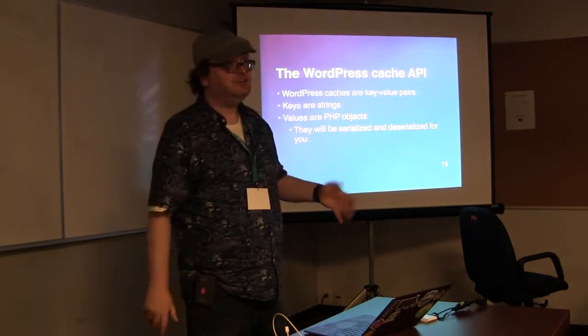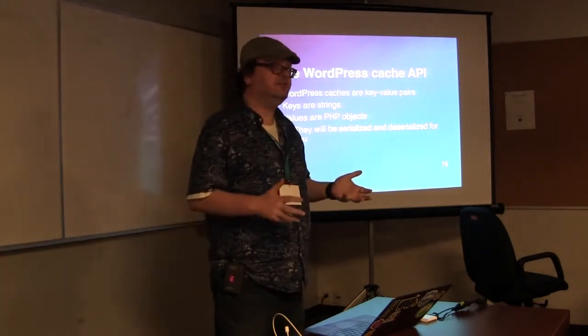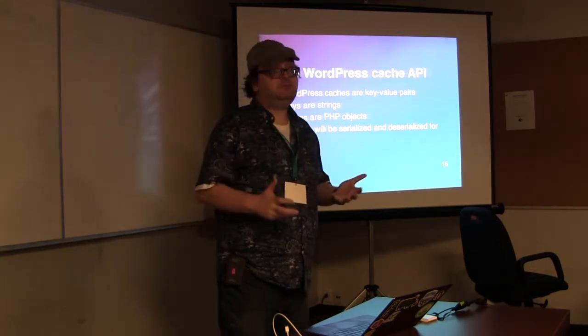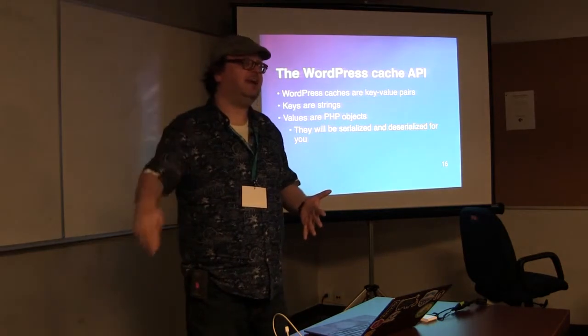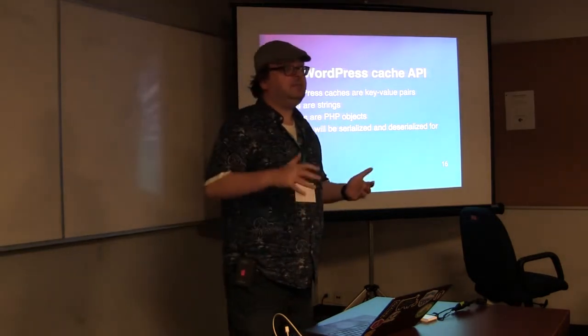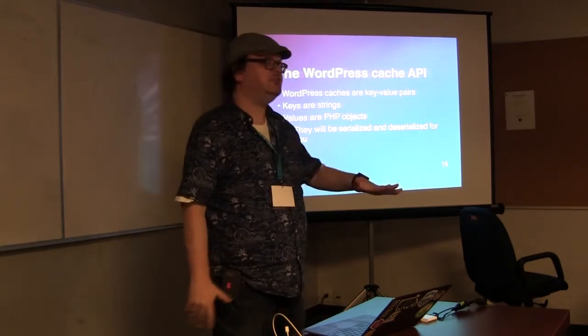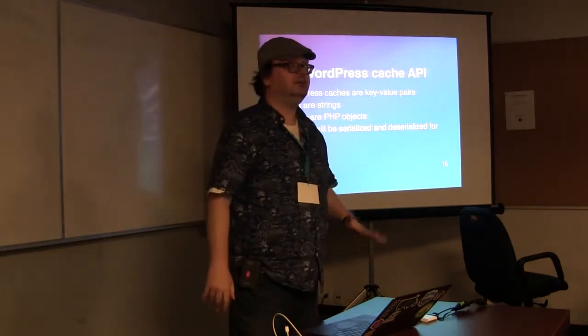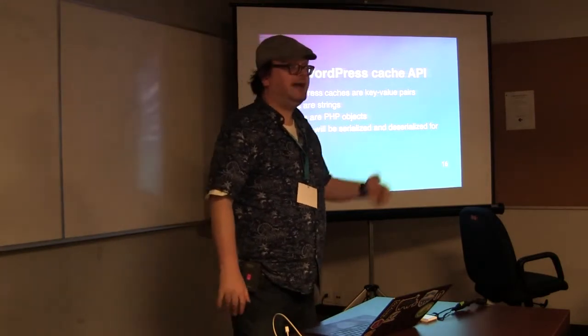WordPress cache is just a key value pair store. The keys are strings and the values are just PHP objects. Anything that can be serialized can be put in as a cache value. The API will take care of serializing and unserializing for you. You don't have to JSON encode it. You don't have to call serialize or anything like that. You just throw it an object and it will throw you back that object.